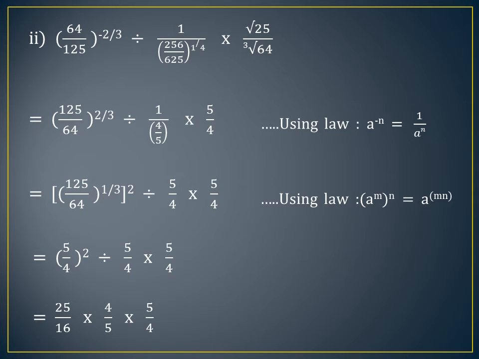Now to change the division to multiplication, we take the reciprocal. So we'll have 25 upon 16 into 4 upon 5 into 5 upon 4. So that gives us the answer as 25 upon 16.